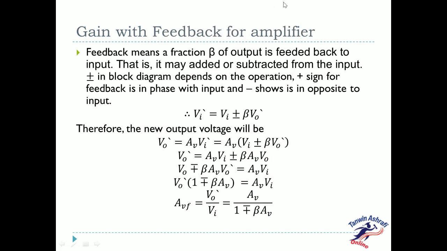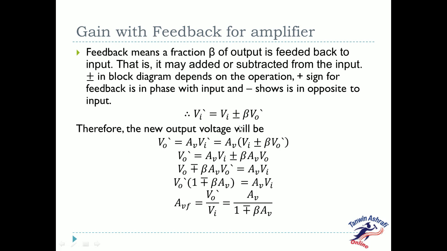Gain with feedback for the amplifier. Feedback means a fraction of the output is fed back to the input. That is, it may be added or may be subtracted. The plus sign is for when the fed back fraction is in phase with the input, and minus shows that the fed back fraction of output is opposite to the input.